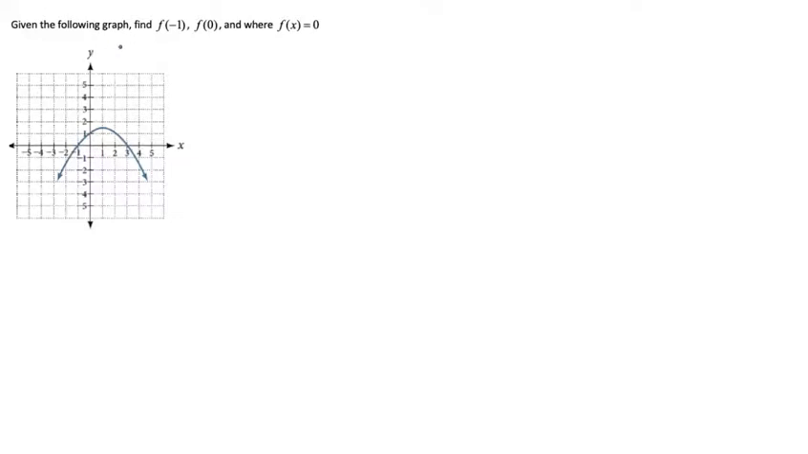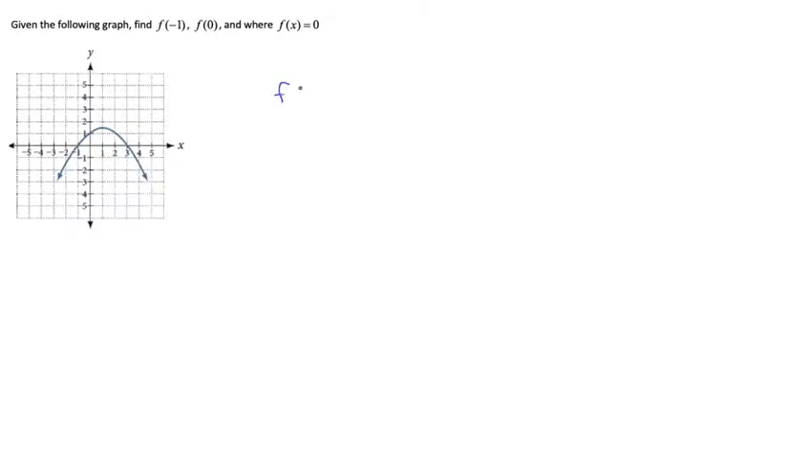Given the following graph, find f of negative 1, f of 0, and where f of x equals 0. Now remember, this is the function notation, right? Okay, and here we have the graph. It's basically a little bit of a U shape. We see the arrows pointing down to the left here and down to the right. Okay, so what does this mean?